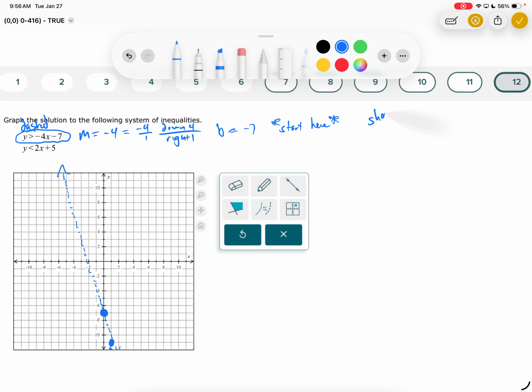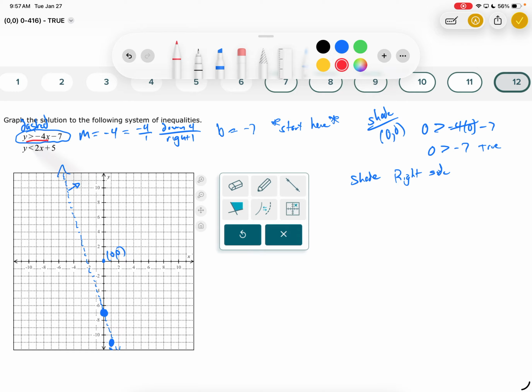So to shade this one, again, we could pick 0, 0. 0 is greater than -4 times 0 minus 7. So that goes to 0. Is 0 greater than -7? Yes. That means I shade towards 0, 0. So I'm just going to put a little note. I know you can't really draw on your computer like that, but if you just write something like shade right side, okay, just a note to know that I'm going to shade on that side.